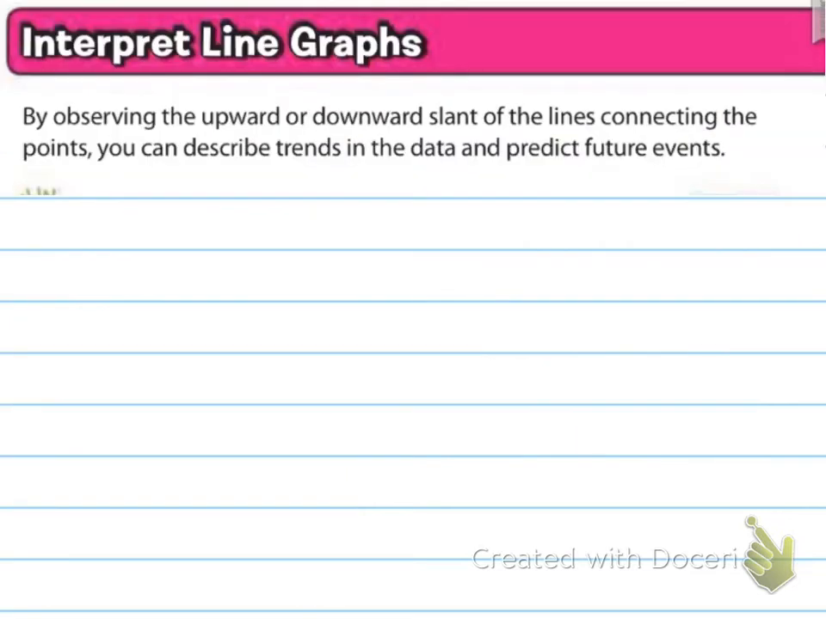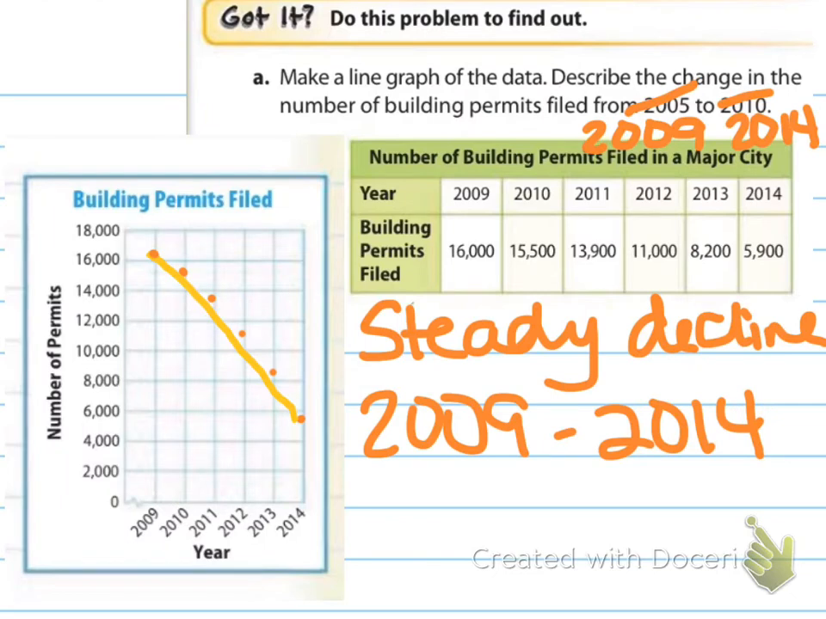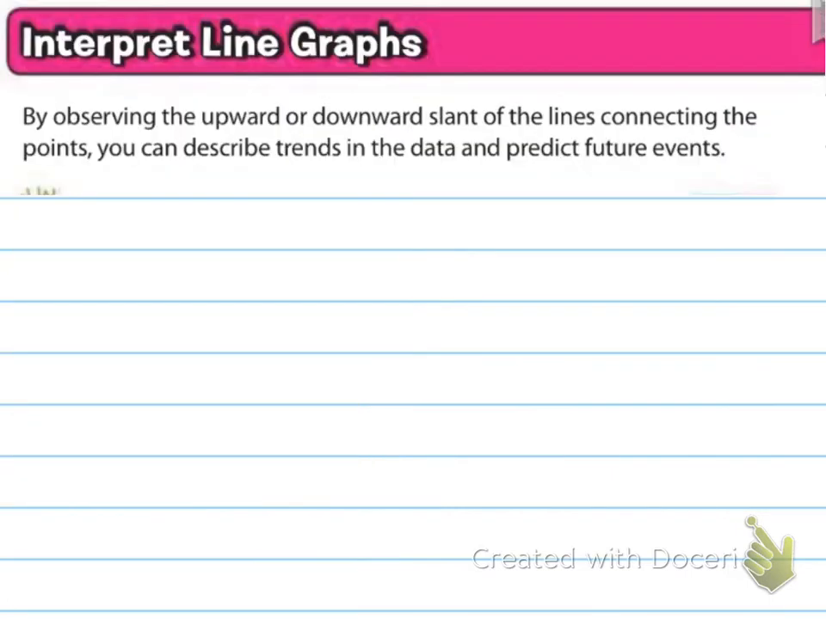Interpreting line graphs by observing the upward and downward slant of the lines connecting the points, you can describe trends in the data and predict future events. So that's really what I just did. I noticed that there's a steady decline, so my theory is that the housing market really affected it, or that people started doing illegal work instead of filing the permits. Maybe the permit prices got too high and people are a little more sketchy with it now. That's how I would describe the trend.